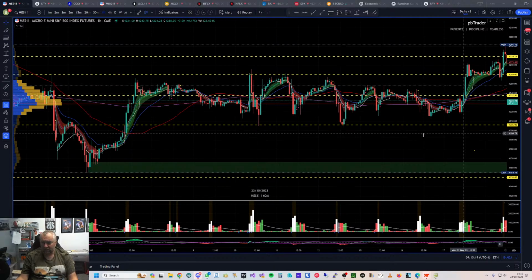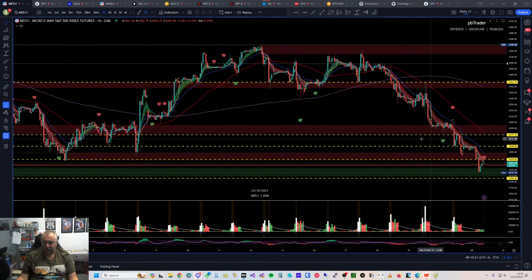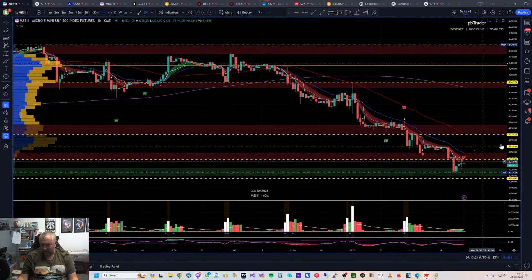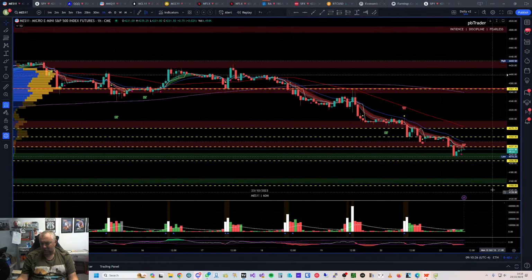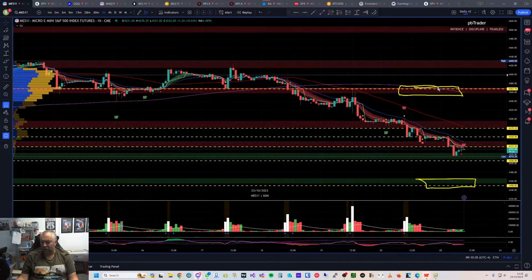Can't get it back. Reset. Here you go. So that's a higher probability bounce as well. So got this area here, 41.50, 41.60. We've got this area here. These are the two highest probability.